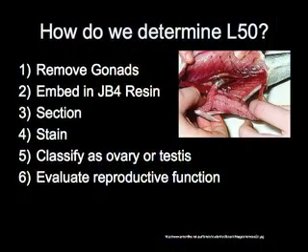We took out the gonads, embedded them in plastic resin, and sectioned them on a rotary microtome, stained with either hematoxylin and eosin or toluidine blue. Our first job was to classify these gonads as either ovaries or testes, and then evaluate the reproductive function of the gonads, to determine whether or not the individuals they came from could function as male or female.